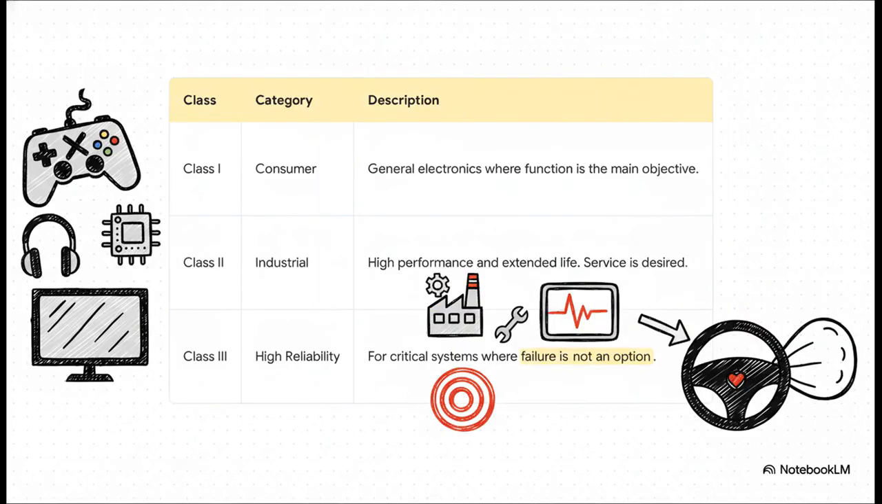The industry actually has a formal system for this. Class 1 is for your everyday consumer products. If your video game console dies, it's annoying, but that's about it. Class 3, though, that's for high reliability systems, medical devices, aerospace, that airbag controller. For these products, failure is simply not an option.